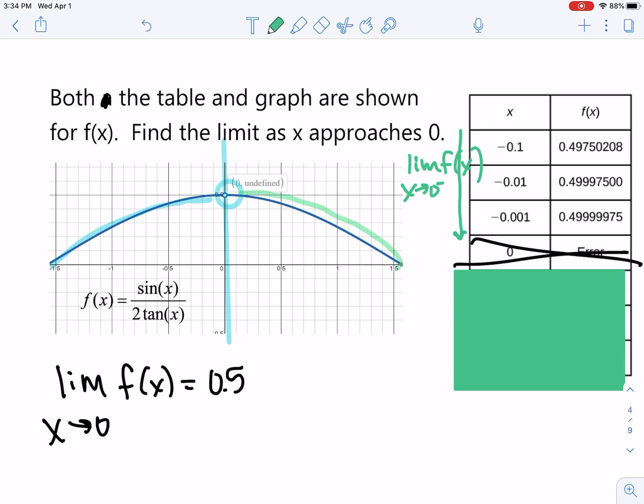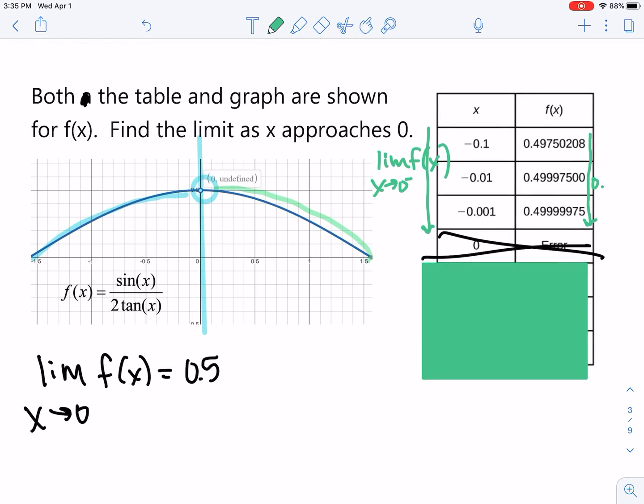All right, so now let's follow those y values in the same way. Does it look like your y values are approaching any certain number? It sure looks like they're approaching 0.5, right? Okay, let's do the same thing coming from the right-hand side.